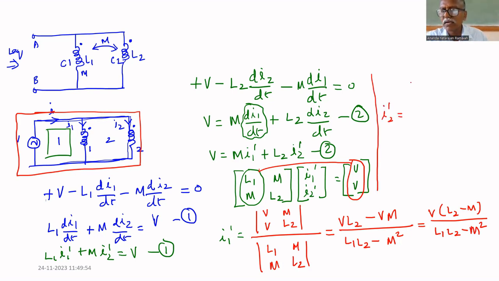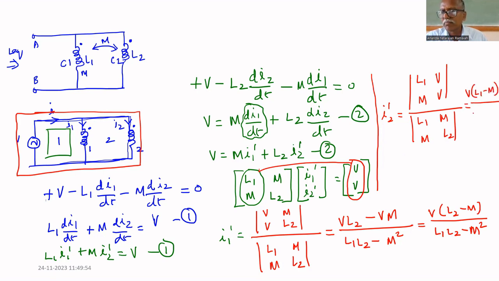I2 dash equals the determinant of L1 V, M V, divided by the determinant of L1 M, M L2. That is equal to what? V times L1 minus M, divided by L1 L2 minus M square.